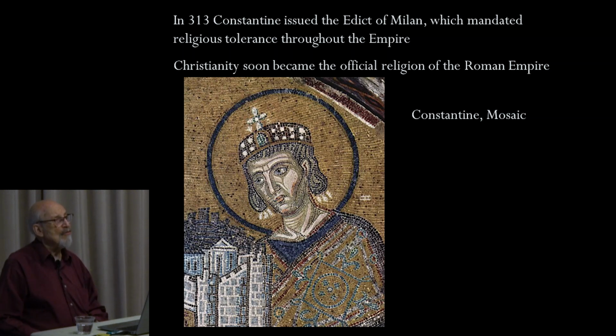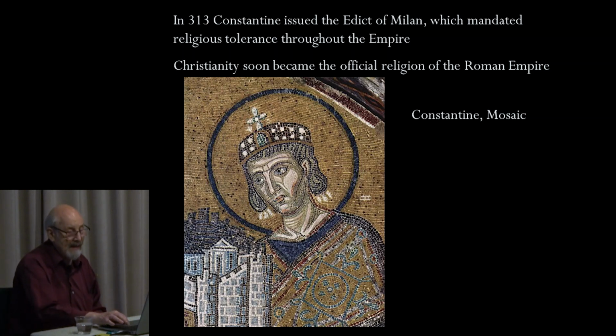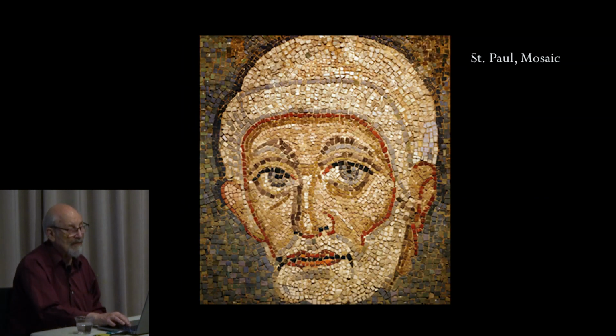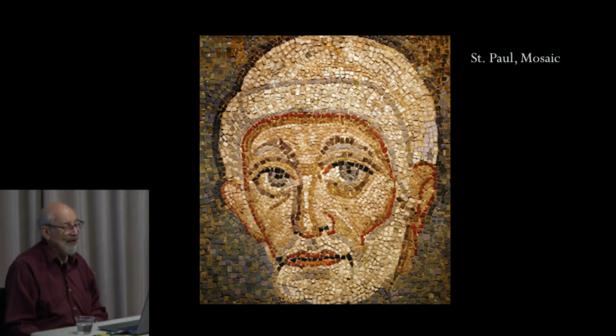But as numbers of Christians grew, Constantine had the wisdom to legitimize their religion, and so Christianity not only became permissible, but in a short while it became the official religion of the Roman Empire. So we go from a mosaic, not of an emperor, but of a saint. This is St. Paul.